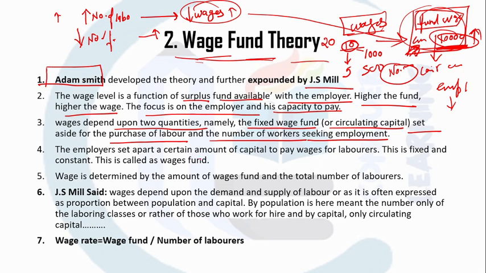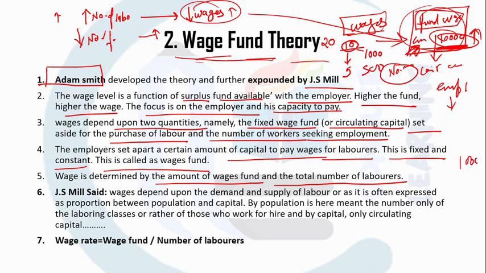The employer sets apart a certain amount of the capital to pay the wages to the labor. This is fixed and constant, and this is called the wage fund. The wage is determined by the amount of wage fund and the total number of the laborers. So if I have 10,000 rupees and 10 people, what will be my wage per employee? 1,000 rupees. This is how it is determined.